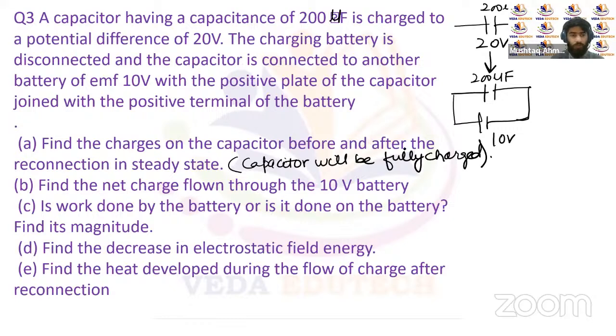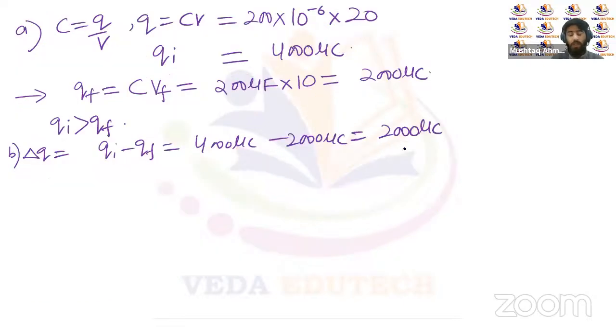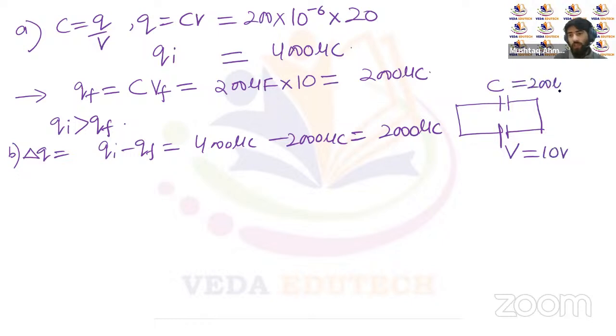Now the third part asks whether work is done by the battery or on the battery, and to find its magnitude. You can see that the work has been done on the battery because the charge has flown from the capacitor towards the battery. It means that the capacitor has discharged in this connection, so work has been done on the battery, not on the capacitor.